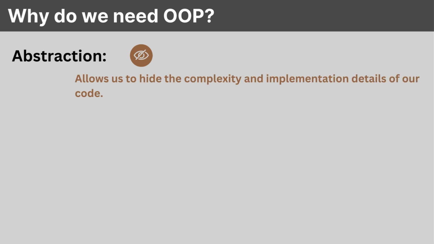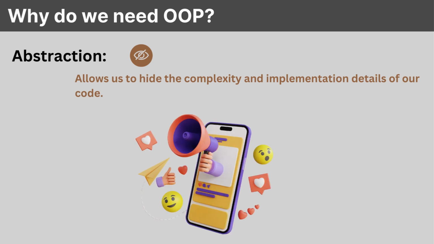Now, in OOP, abstraction allows us to hide the complexity and implementation detail of our code and only expose the essential features and functionality to the user. And abstraction is the process of simplifying and generalizing our code so that we can focus on the what rather than how. For example, when we use a smartphone, we don't need to know how the hardware and software work internally. We only need to know how to use the interface and the apps.